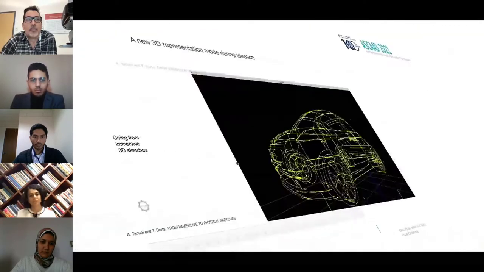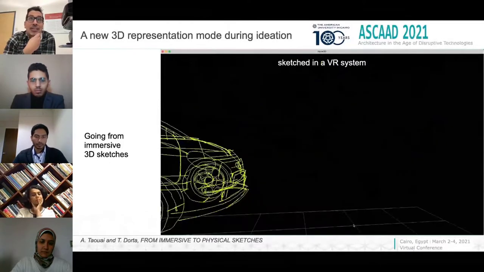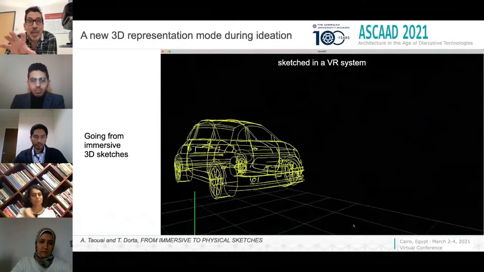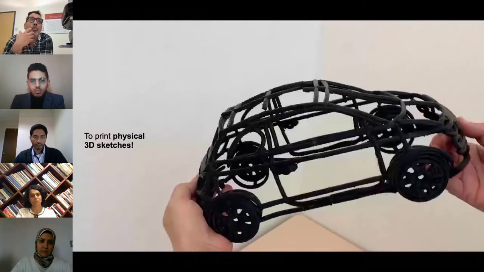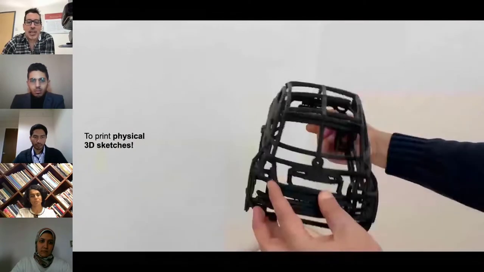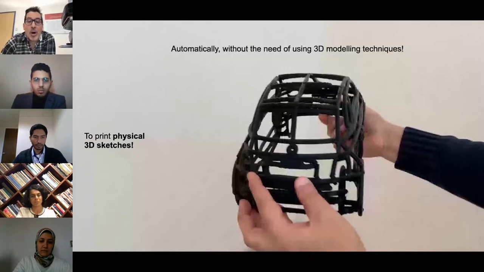When you sketch in VR, in virtual reality, we can sketch in 3D. This is very important because in this paper, we are going from these immersive 3D sketches to printed physical 3D sketches. Could you please close the audio? There is a mic open. And we are doing that automatically without the need of 3D modeling.